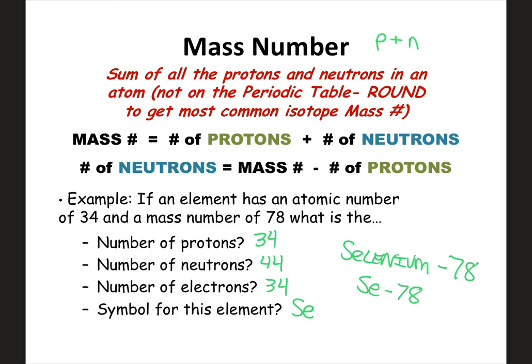There's a lot of ways you can write these things. Anytime you see an element name or the element symbol followed by a dash with a number, that number after it is going to be the mass number. All right, so that's very important to remember. So you definitely need to be able to calculate the number of protons, neutrons, and electrons for any element here.